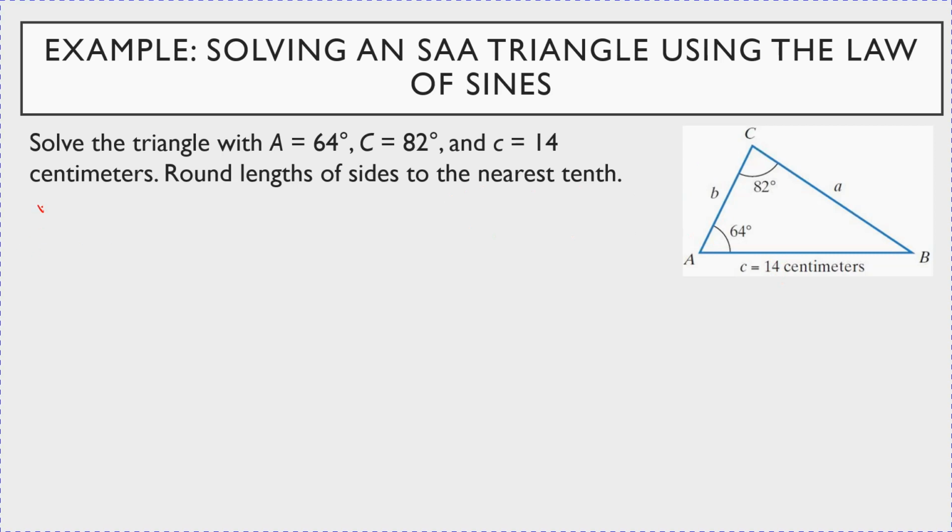So to solve this, here's what we need to find. We need to find the measure of angle B. Then we need to find the length of a and the length of b. Those are the three missing things. The easiest one to find first is the missing angle.